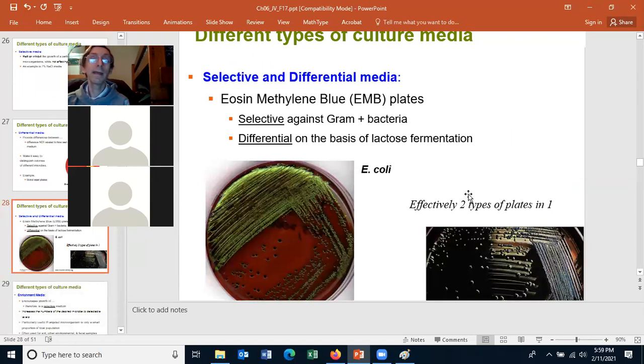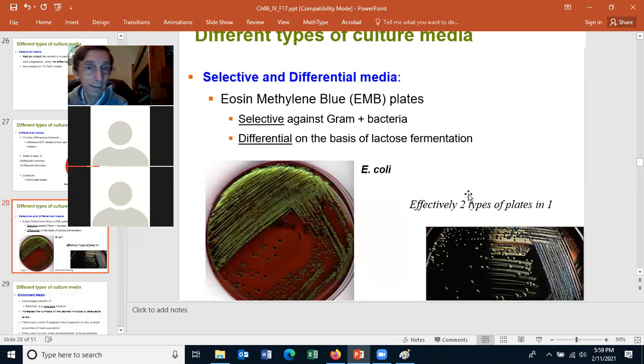Now please understand that a media can be more than one type. I mentioned that blood agar is both differential as well as an enriched media. I think our lab called it an enriched general purpose media. There's also media that are both selective and differential. EMB is an example of that.